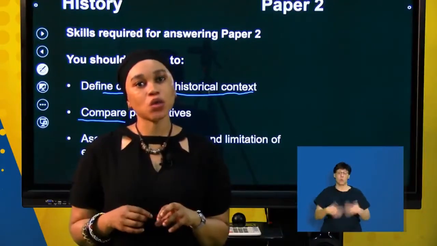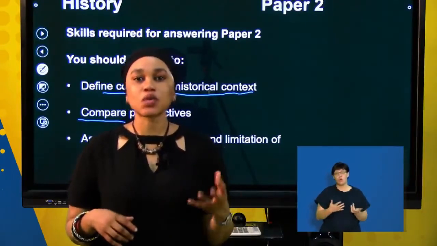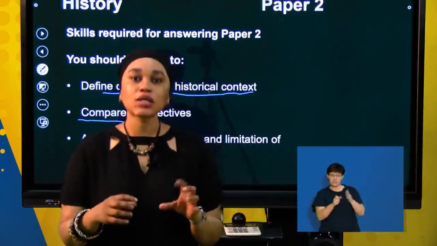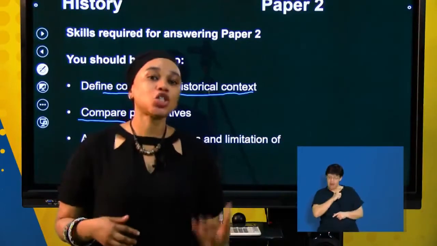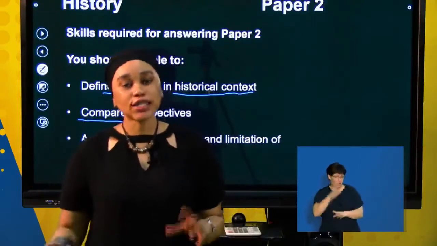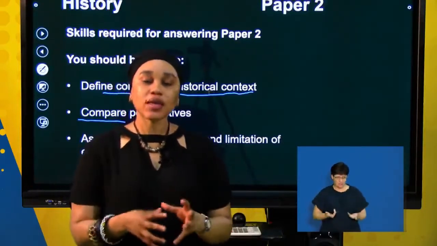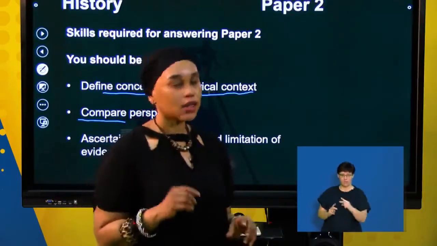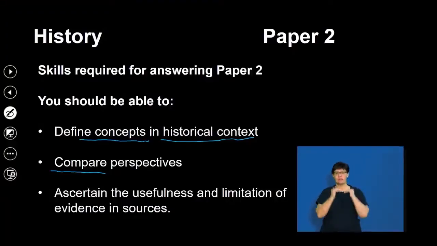Okay, the caption usually helps you understand where the source comes from, but the content of the source is also very, very important. Okay, sometimes you can have a source written by a journalist, and the words that the journalist uses in the source can tell you what ideology he subscribes to, whether he agreed with the government or he disagreed with the government. So all those things speak to the different perspectives of the event. Okay. And then the next thing that you need to be able to do in this paper is to ascertain the usefulness and limitation of evidence in the sources.